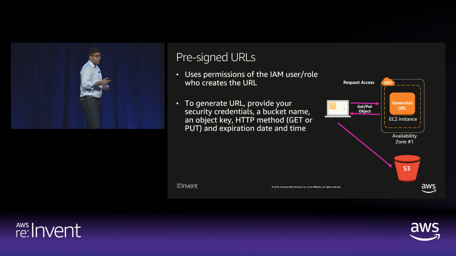Any IAM user or role can create a pre-signed URL and define what action it can take, such as put object or get object. So if they have the permission, they can sign a URL. Any other user, when they get hold of that URL, can assume that role and then do the action, which is put object or get object.